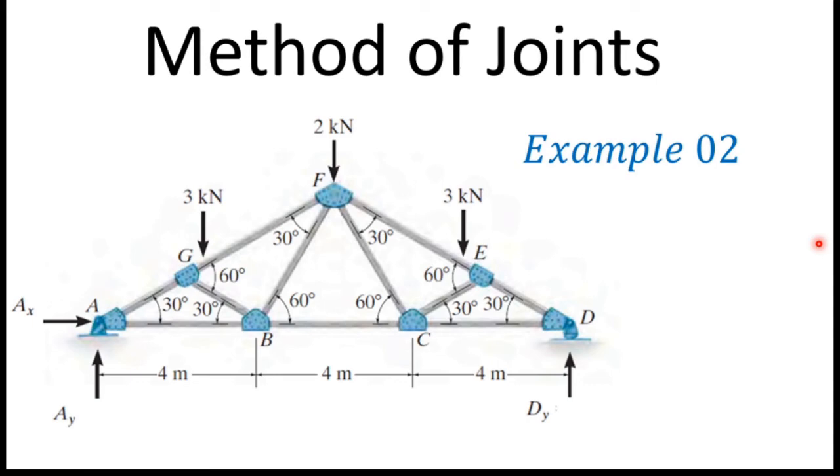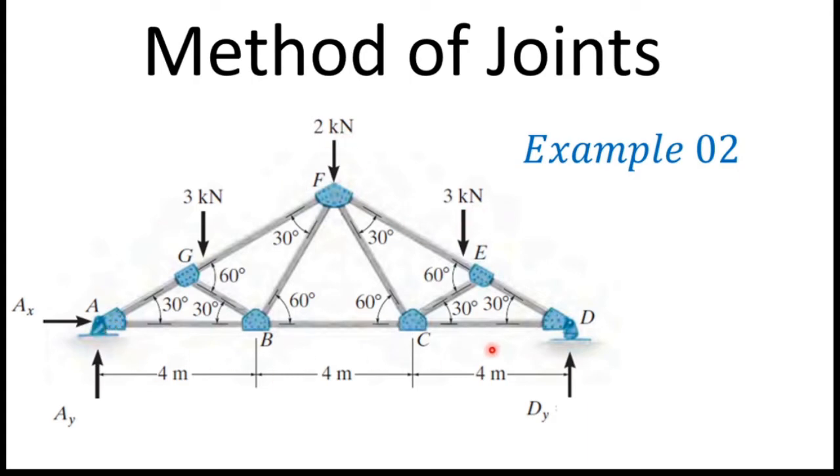Hello everyone. In this video I am going to show you how to analyze a truss using method of joints. So this is the example 2 problem. And this is my truss, and you can see there are 3 point loads here at joint G, F and E: 3 kilonewton, 2 kilonewton and again 3 kilonewton.